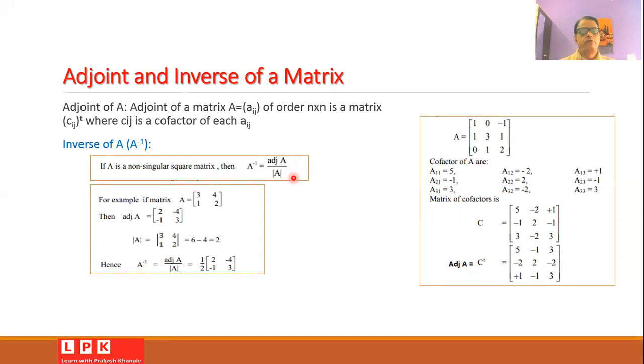For example, if you have been given a matrix A consisting of the elements 3, 4, 1, 2, then its adjoint is nothing but 2, -4, -1, 3. If we take the determinant of A, it will be 2. Therefore the inverse of the matrix A is equal to 1 by 2 into the matrix 2, -4, -1, 3. Non-singular means the determinant of the matrix A should not be equal to 0.